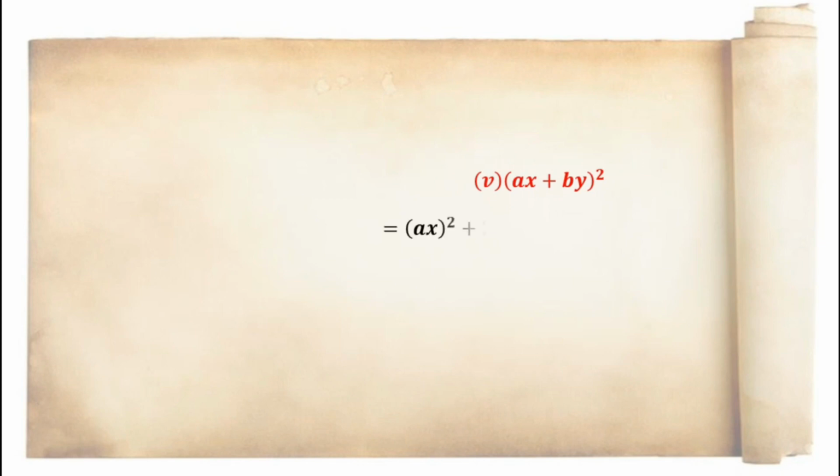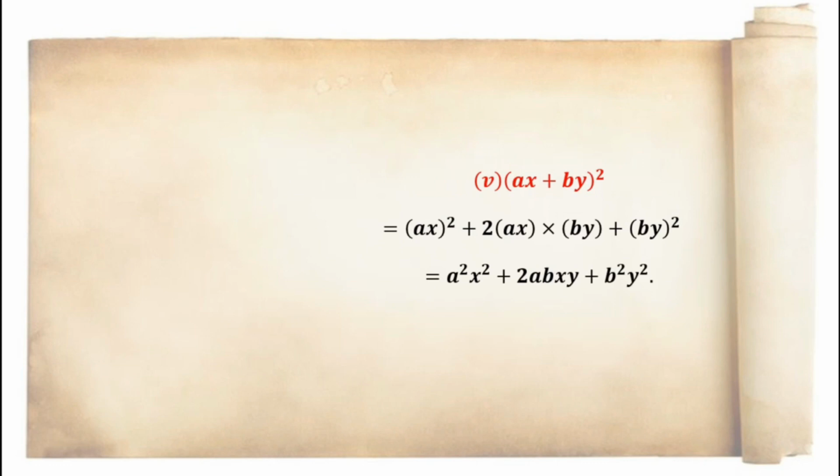Now we'll move for the next question, question number 5 is on your screen, and that is (ax plus by) raised to 2, and you see that ax raised to 2 plus 2 ax into by plus by raised to 2. Okay, so here is a raised to 2 x raised to 2 plus 2abxy plus b raised to 2 y raised to 2. Okay, like this.